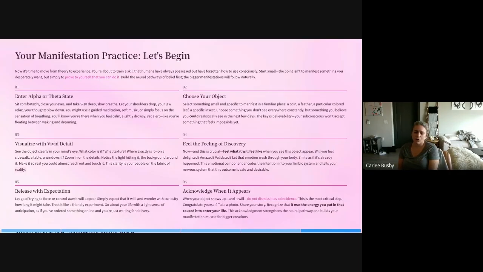Notice all angles of it. The bottom, the side, front, the back. Maybe play with it in your hands a little bit. Notice its temperature, or how light or heavy it is. And now notice where it is. Where did you find this object? Was it on a windowsill? Was it on a sidewalk? Was it on a plant?